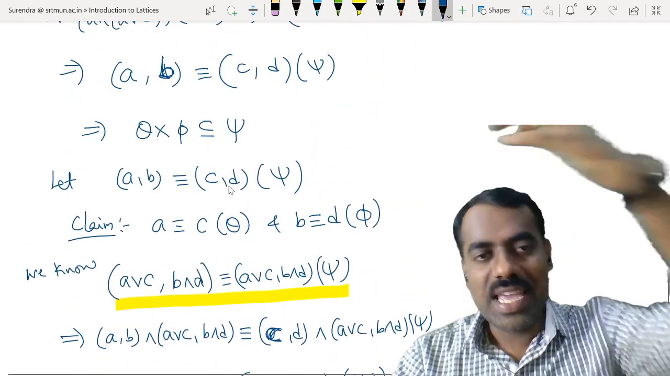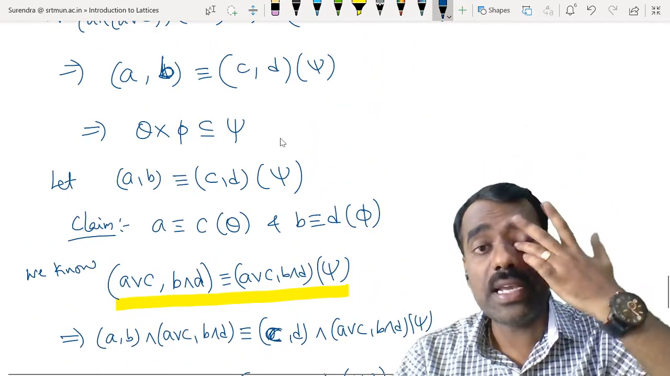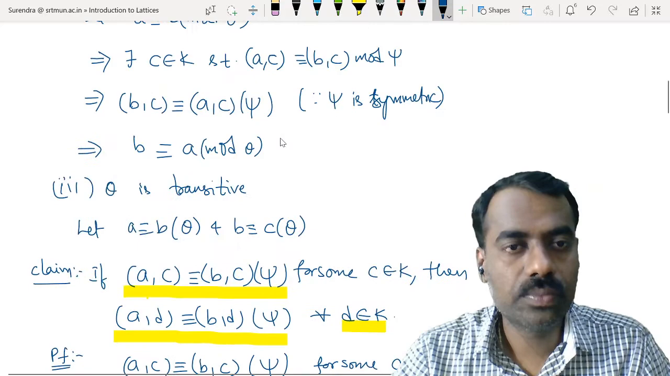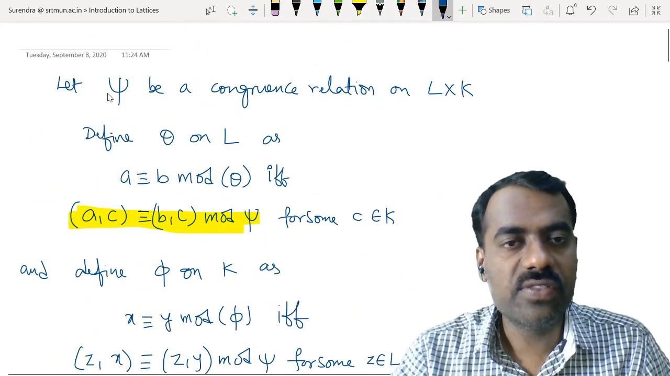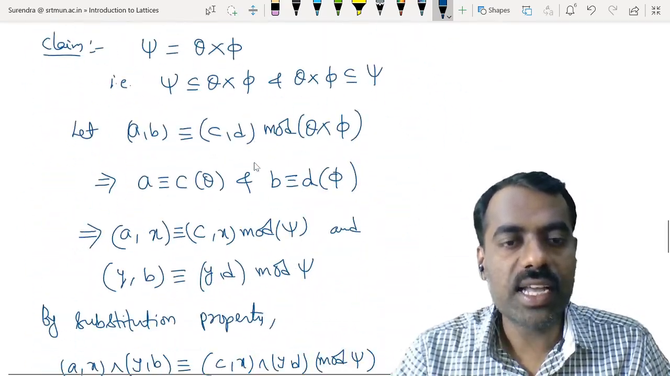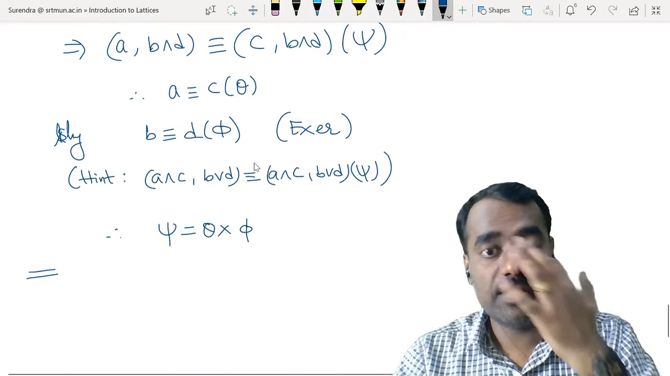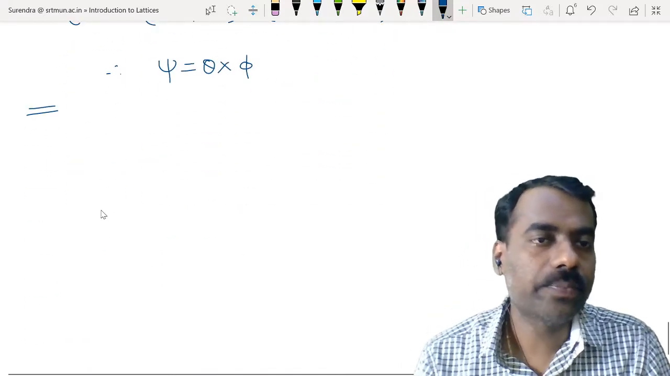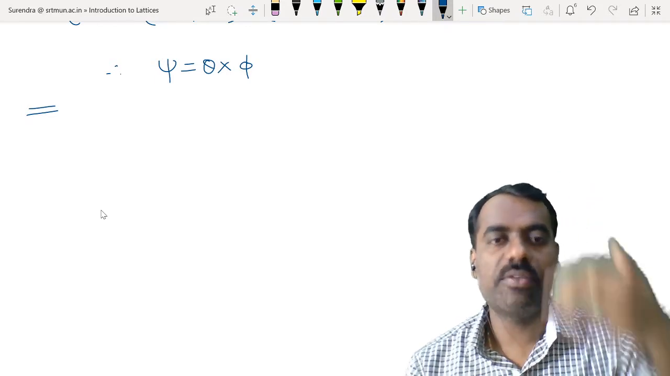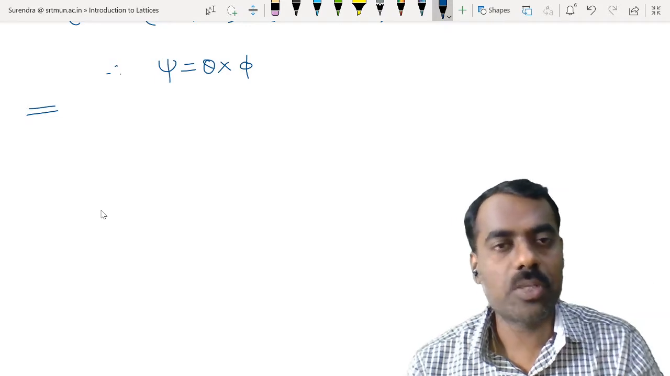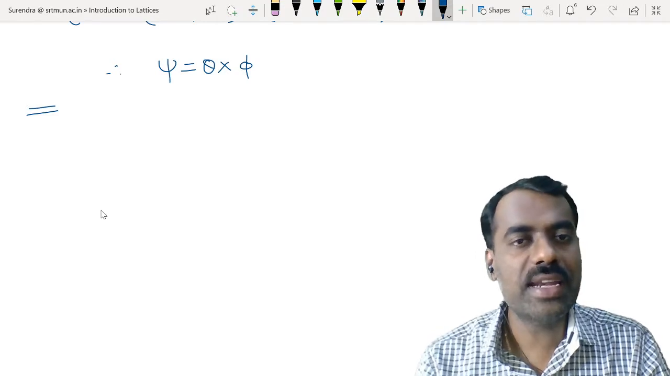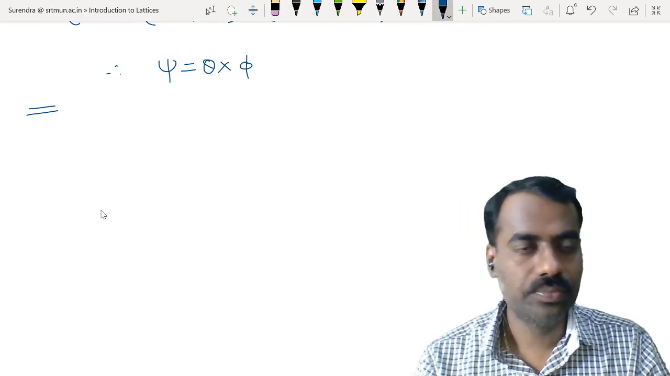Many things you have to understand here: the proof looks bigger, but the content is not that difficult, right? Are you following? So we have proved that if psi is any congruence relation on L cross K, it should be of the form theta cross phi, where theta and phi are congruence relations on L and K. This is about the cross product, and of course you can define this for many also, n number also. You have to take the Cartesian product for that.